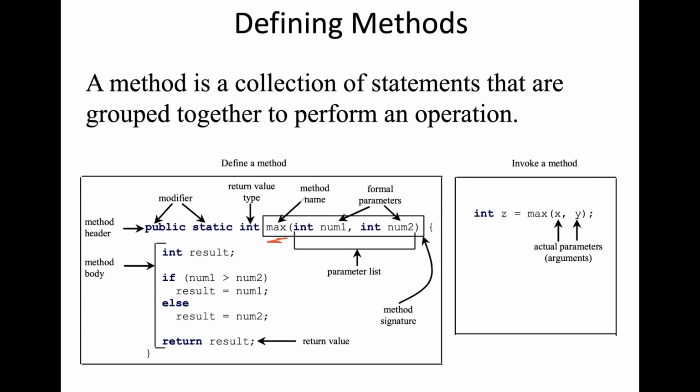Max is the method name, and you have formal parameters. In this case, there are two, and they are of integer data type. These are primitives, integer. We also have the return type, which matches the result, and the modifier. Public means anybody would have access to this method. Static means there is only one instance.